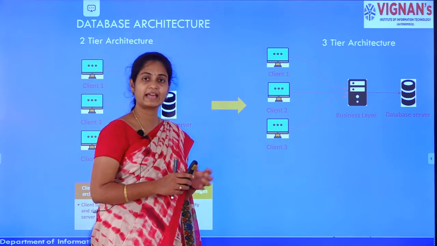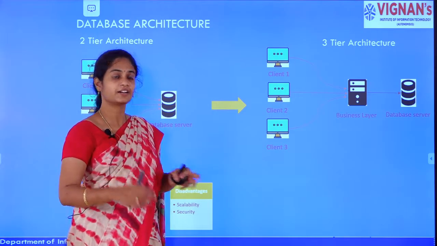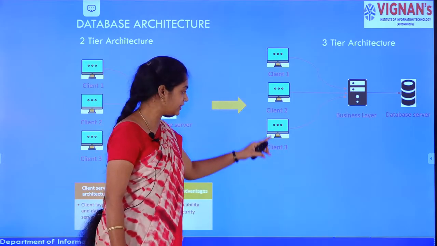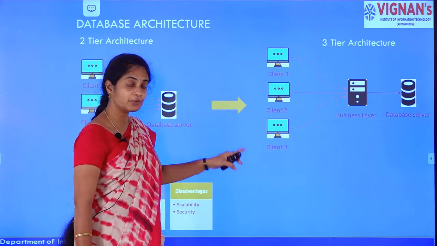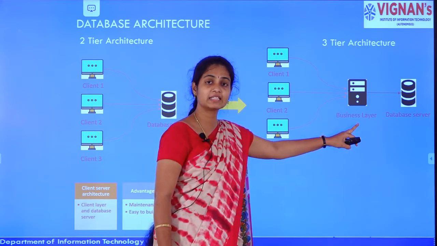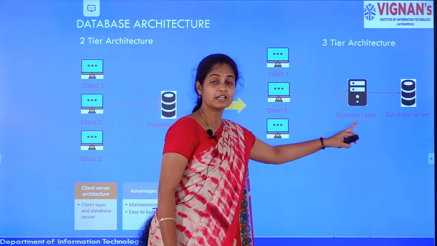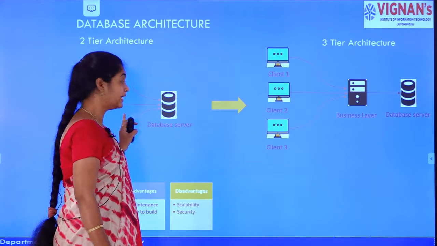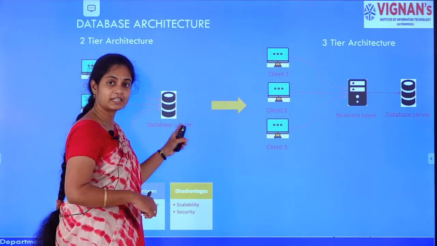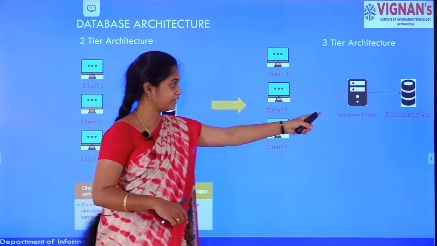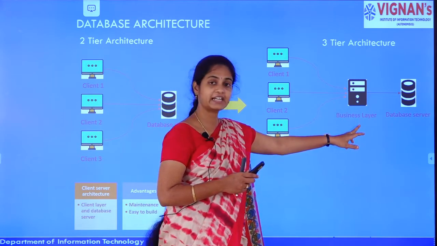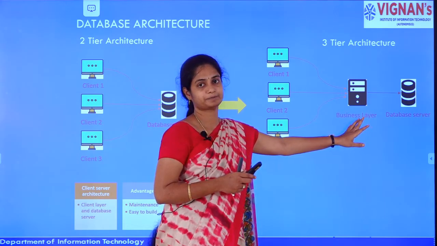These client machines will have their own interfaces running on each client machine, and whatever query the client machine sends will be processed in the business layer. Fine. So, what happened in two-tier? The query processing also happened at the database server, but here, instead of happening in the database server, the query processing will be entirely dedicated to the business layer.